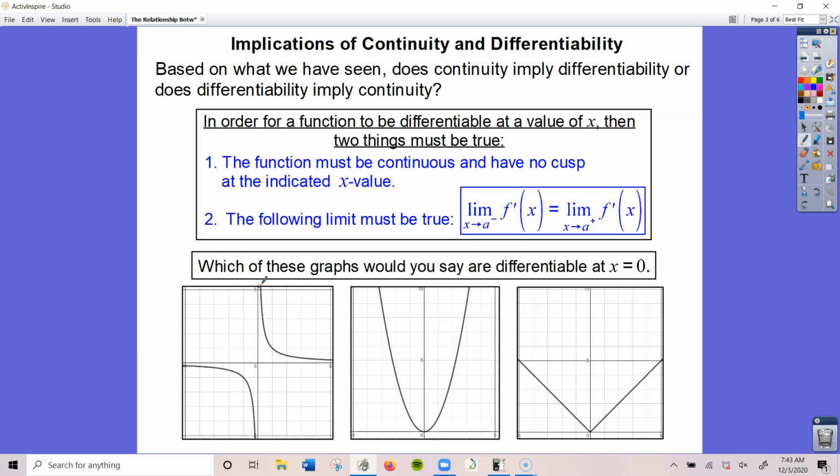For this first graph, I see that I have a vertical asymptote at x is equal to 0, meaning that my function is not continuous here. And if it's not continuous at that point, then automatically it is not differentiable. Here we have a parabola, and at x is equal to 0, it is not only continuous, but smooth. There are no corners. So therefore, this one would be differentiable. And then here we have the absolute value function, and even though my function is continuous, I have a cusp. So therefore, my function would not be differentiable at x is equal to 0.